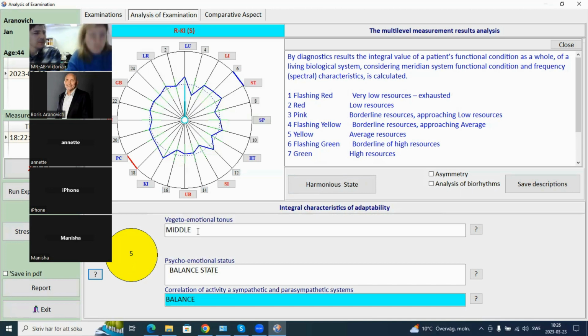People usually feel really tired. They are not happy or, you know, down. It's a little bit of a down position. So this is really good for Jan that he has it in the middle. Sometimes it's high, sometimes it's low. So it doesn't matter which resource you have. If you have low and we get emotional tonus, you will be tired and maybe a little bit depressed also. Here, psycho-emotional status is also imbalanced.